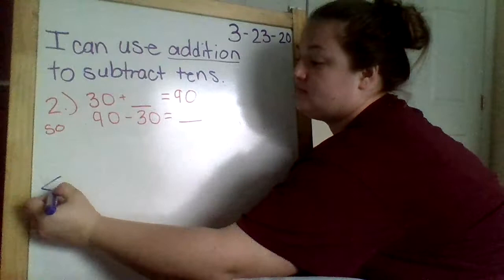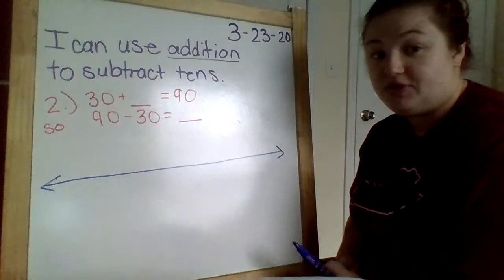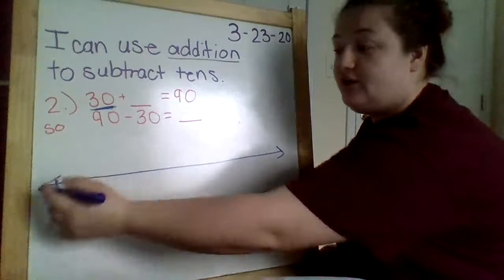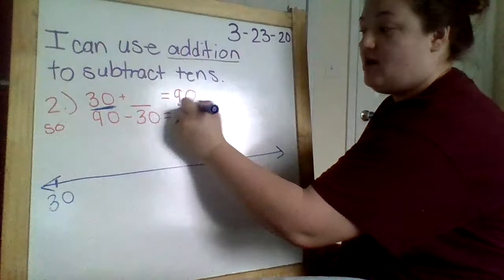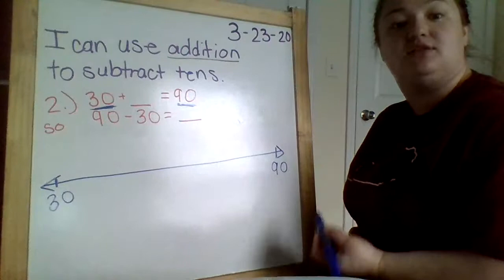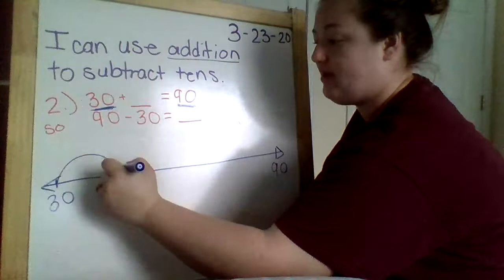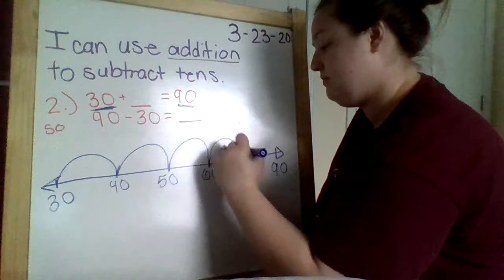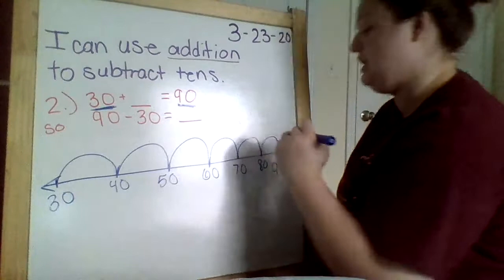First, we're going to start with our add-in. So we're going to start at 30. And just because you have a number line doesn't mean it has to start at 0. If you don't need to go all the way to 0, that's fine. You can start with 30. And then I need to end up at my sum, which is 90. And now all I have to do is fill in the numbers in the middle between 30 and 90. So remember, we're jumping by tens. So that would be 40, 50, 60, 70, 80, and 90.